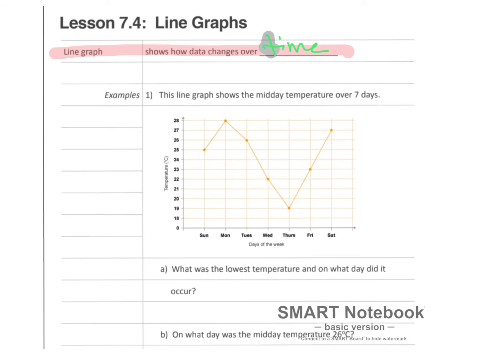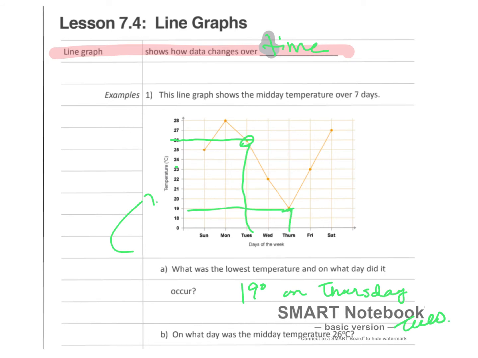So what was the lowest temperature and on what day? So we just look at the line graph. We find the lowest temperature. That gives us 19 degrees on Thursday. So there's our lowest temperature and which day. Letter B, on what day was the midday temperature 26? So we go to our temperature side. We go to 26. We go over. Here it is. That would be on Tuesday.